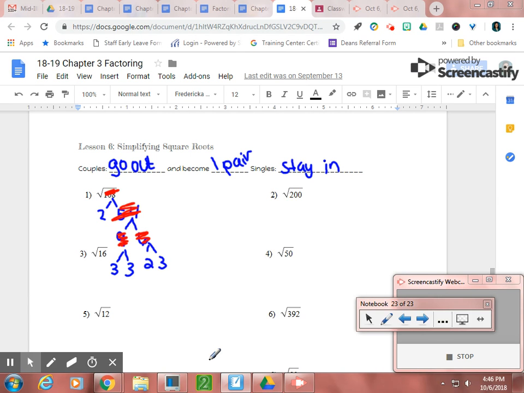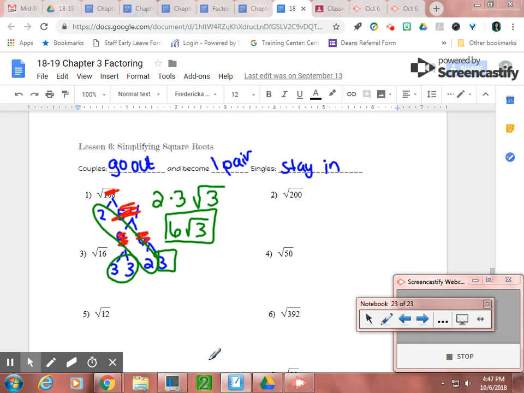So I'm looking for pairs, and they don't have to come off the same tree to be a pair. So here's a pair, and here's a pair. So they're going to go out together. So the 2s are going to go out as the 2s, and the 3s are going to go out as the 3s. Then this 3 is single, so it has to stay inside. So what your answer is going to be is 6 square root 3.